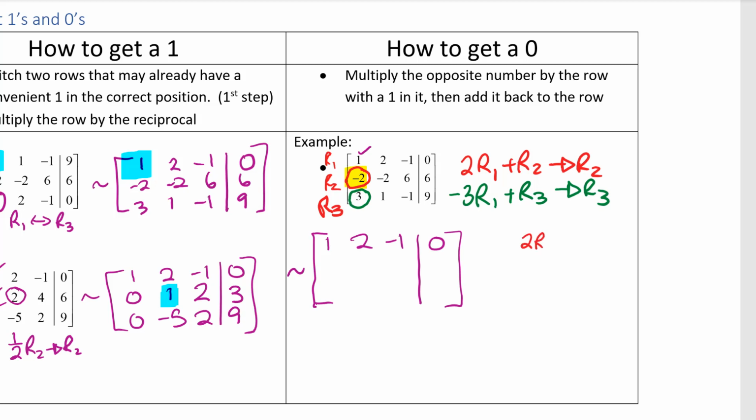So I have 2 times row 1 plus row 2. So I'm going to take row 1 and multiply it by 2. So 1 times 2 is 2, 2 times 2 is 4, negative 1 times 2 is negative 2, and 0 times 2 is 0. Then I'm going to put row 2 right underneath it, and then add down. 0, 2 minus 2 is 0, 4 minus 2 is 2, negative 2 plus 6 is 4, and then 0 plus 6 is 6. And that goes in row 2.